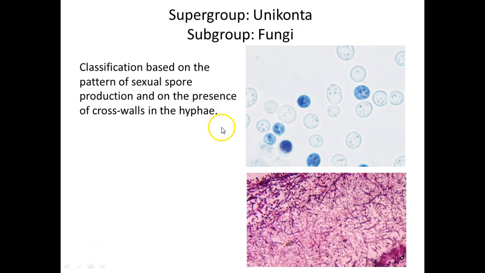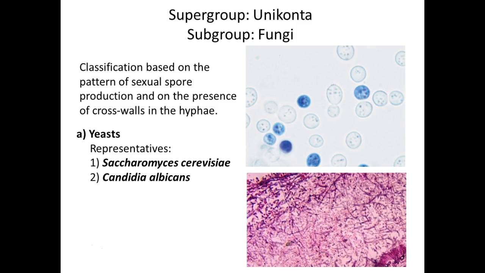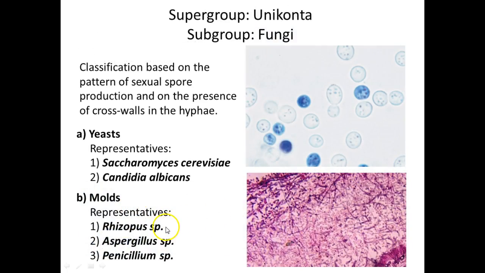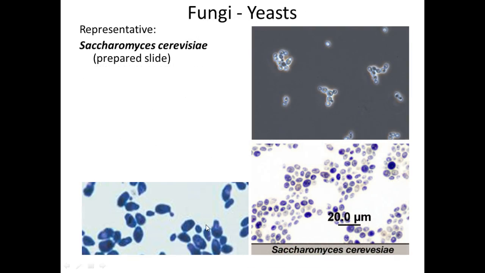So their classification is based on their sexual spore production and on the presence of cross walls in their hyphae, which we're not going to look at in the specimens that we're looking at. So there's two different yeasts that we'll look at, Saccharomyces cerevisiae and Candida albicans. And then there's three different molds we're going to look at. We're going to look at Rhizopus, Aspergillus, and Penicillium. And again, we can tell their difference by their organization of their reproductive structures, the different genera.